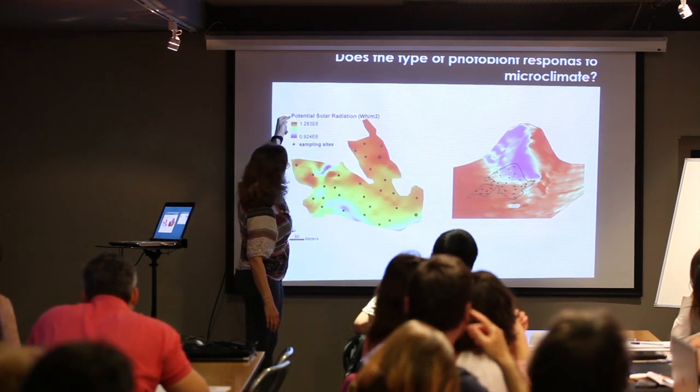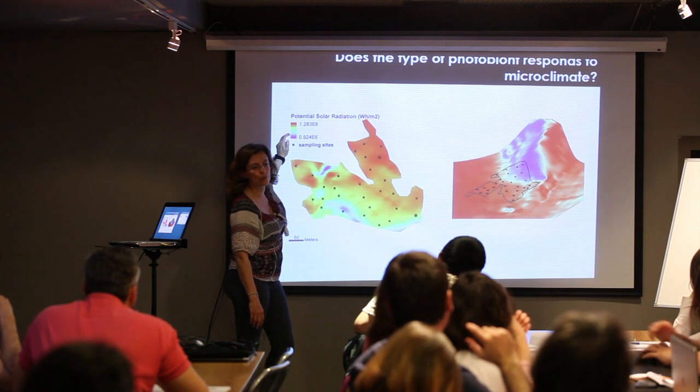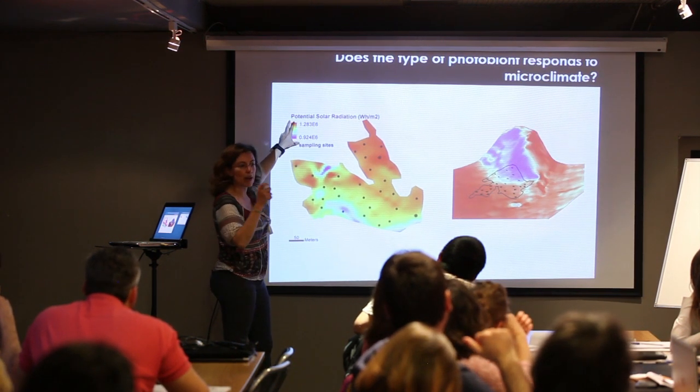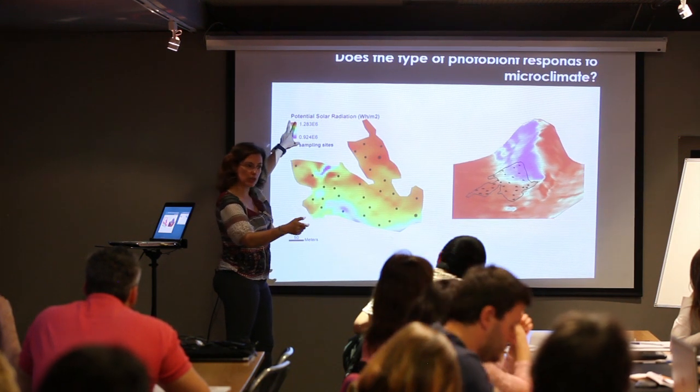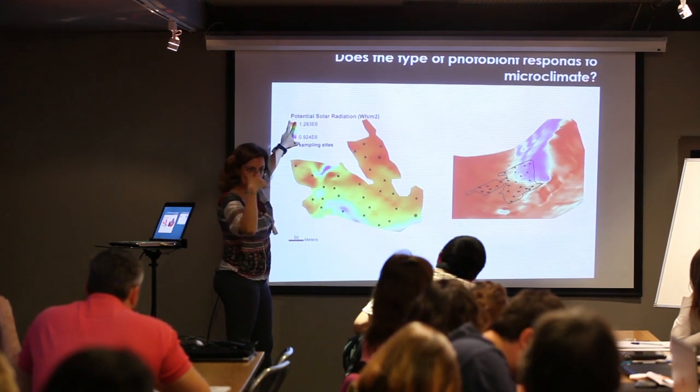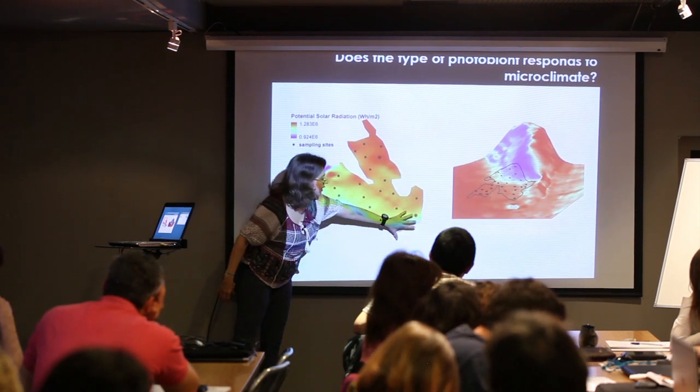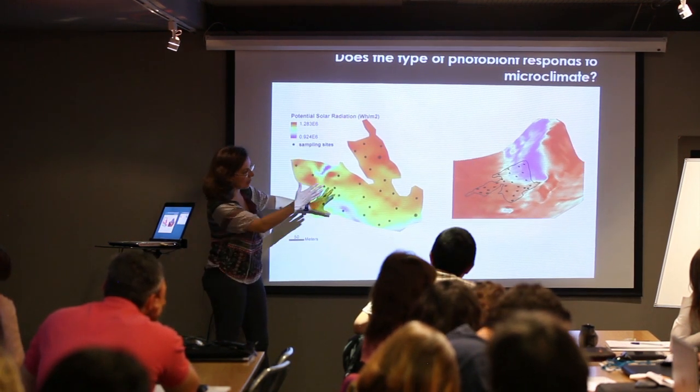So if you see, potential solar radiation is a variable we took from the GIS, and it's the amount of energy that can potentially go there without any clouds, okay? So imagine that there are no clouds, and then you can have this energy. So this type of place will be shadowed by the mountain.